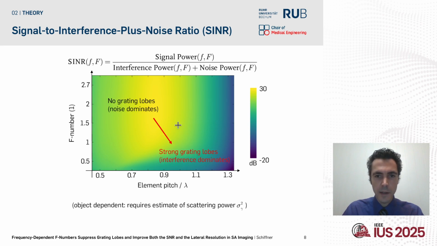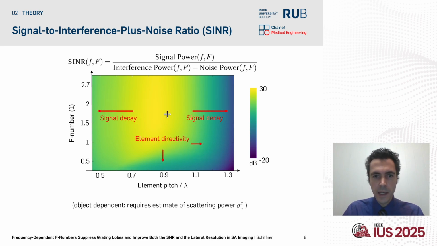Two domains can be identified. One domain in the top left corner, where grating lobes are absent and noise dominates, and one domain in the lower right corner, where strong grating lobes occur and interference dominates.